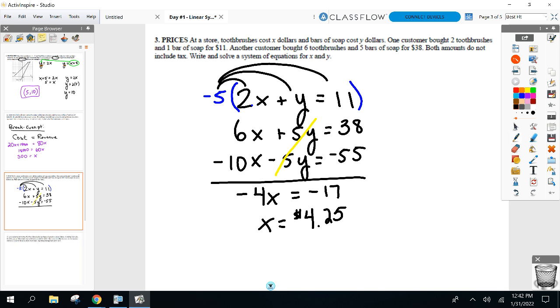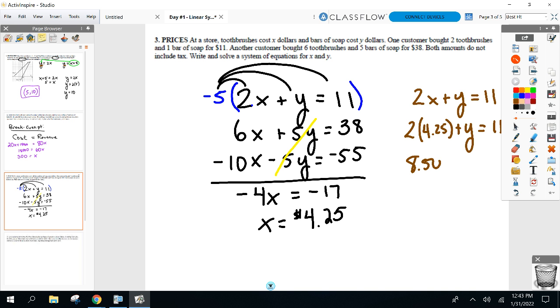Plug it back in. I got to find how much a bar of soap costs. Again, plug it into one of the 2 originals you wrote. Not an adjusted one. Plug it back into one of the 2 originals. What do you think? The first one maybe? 2x plus y equals 11. 2 times $4.25 plus y equals 11. Now it's all calculator. $8.50.